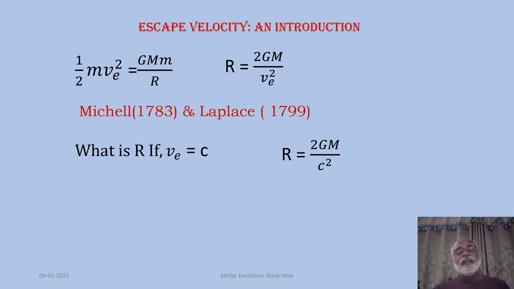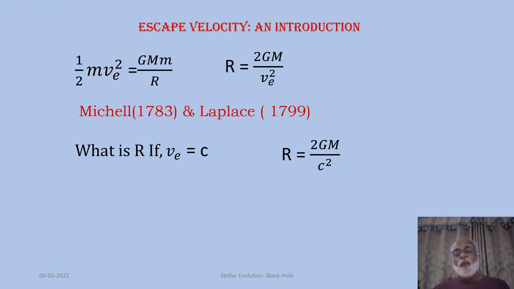They posed the question: can we find out what should be the radius of an object of mass m for which the escape velocity is equal to the speed of light? That's very simple. In fact, all that we need to do is substitute v_e squared as c squared. In other words, the question they asked is, what is the value of R if v_e equals c? And you know the answer must be 2GM by c squared.